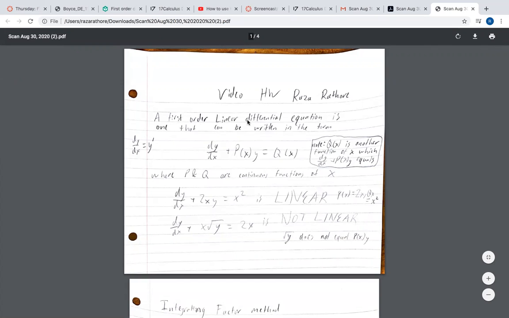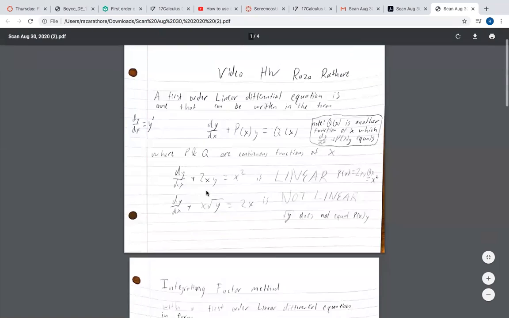So a first order linear differential equation is one that can be written in the form dy/dx + p(x)y = q(x), where p and q are continuous functions of x. You want to make sure it's linear, where you have, for example, 2x as your p(x) and x squared as your q(x). You can't have square root of y because that does not satisfy p(x)y.